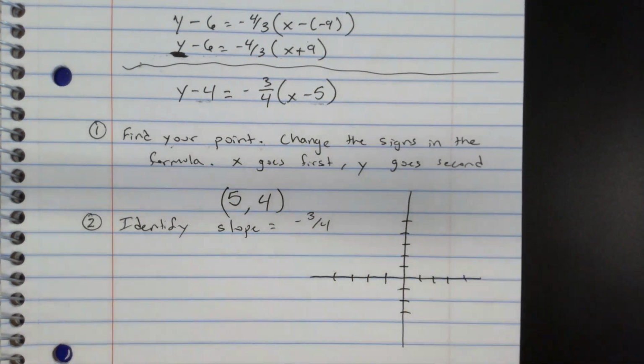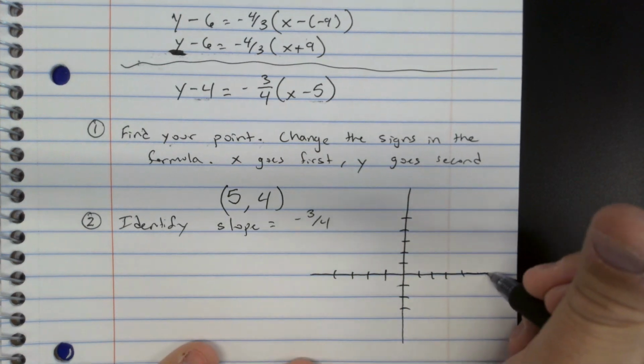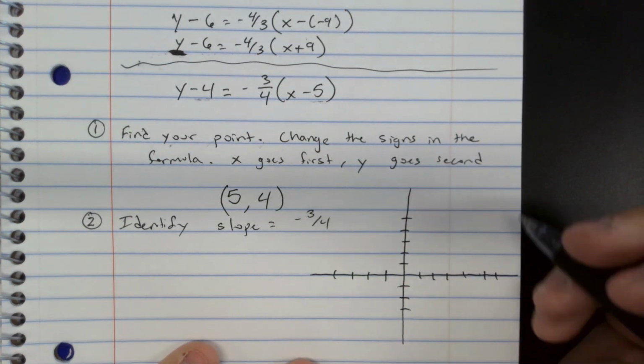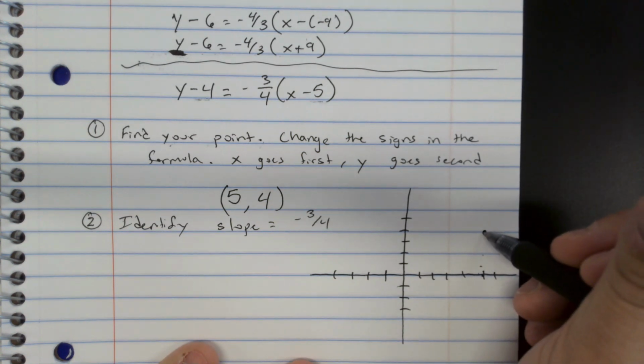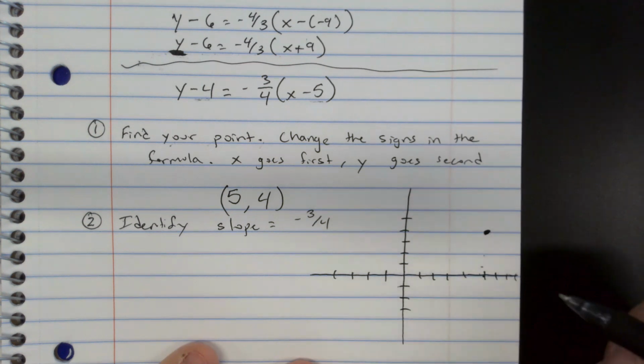Okay. So what's our point? 5, 4, right? So 1, 2, 3, 4, 5. 1, 2, 3, 4. So there's our point. What's our slope?